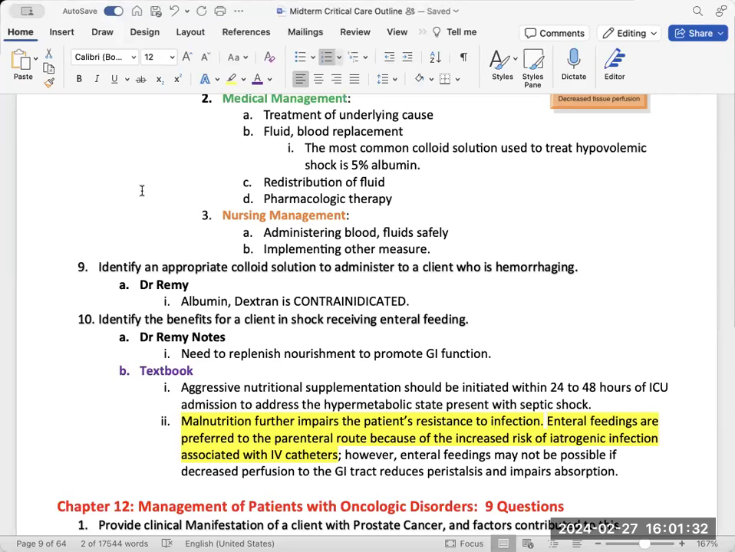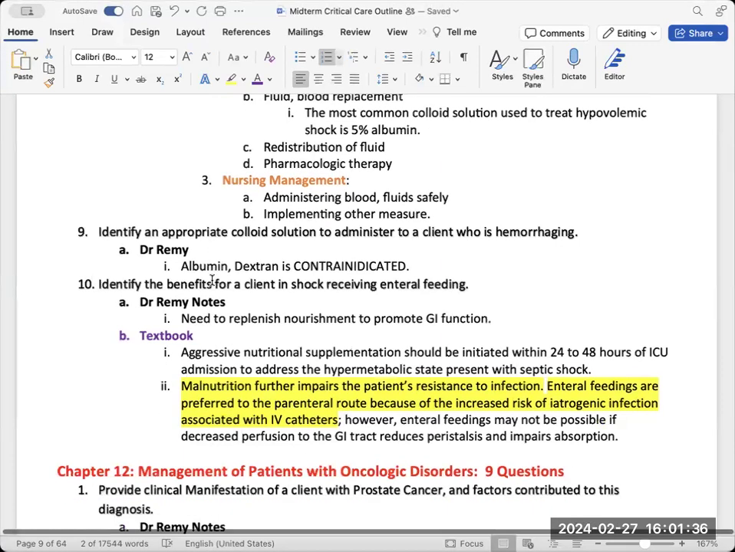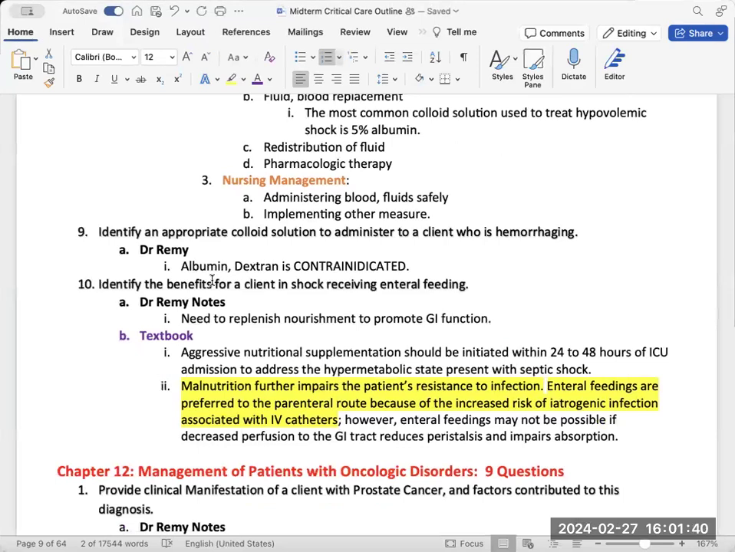Okay. So we talked about hypovolemic shock, and we talked about the colloids. Like I said, albumin is for hemorrhage. Dextran is contraindicated in hemorrhage. Just know that. Like I said, there are a few different places in the textbook that say that. I screenshotted a picture of the chart, but it said you do not give dextran in hemorrhage, an active hemorrhage.